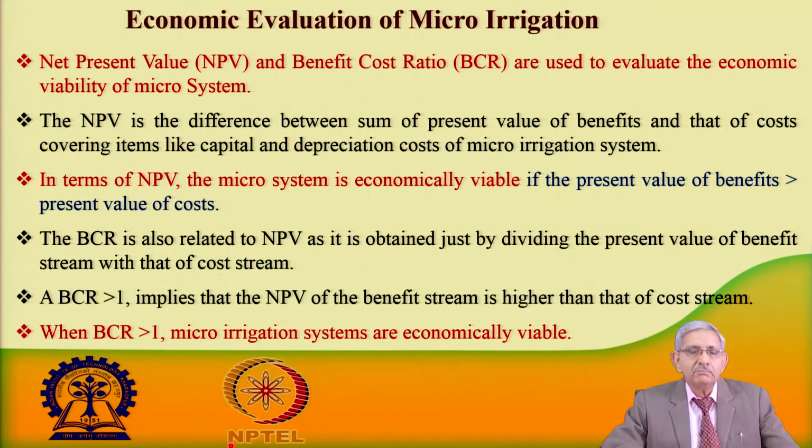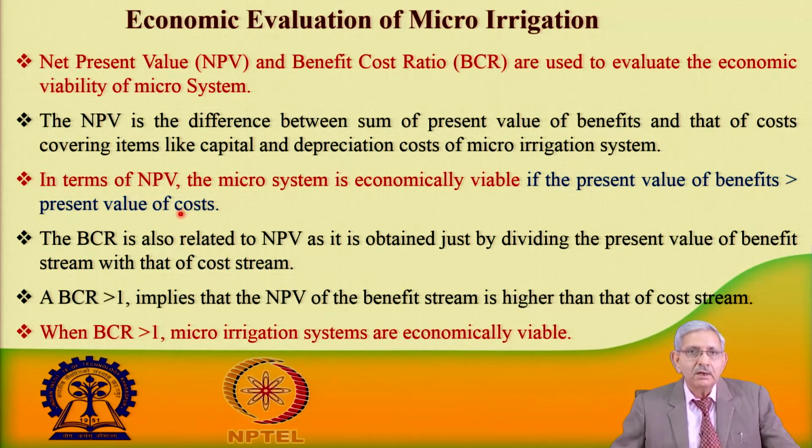Now, the terms which are very important in economic analysis are net present value and benefit cost ratio. NPV, the short form of net present value, is the difference between the sum of the present value of benefits and that of costs associated with capital and depreciation of MI system components.